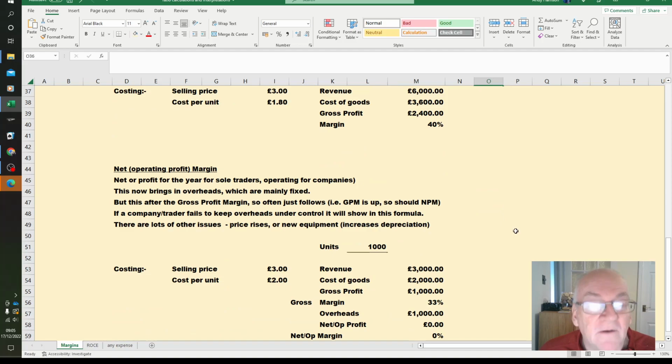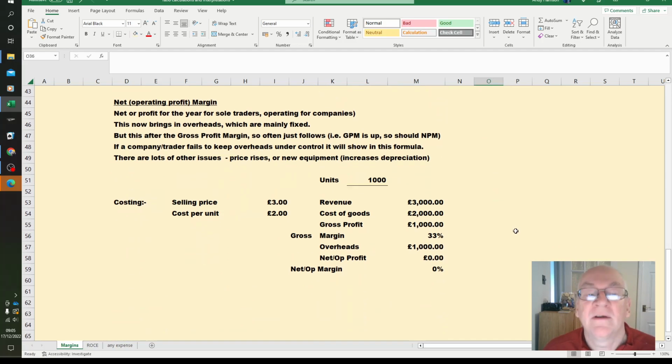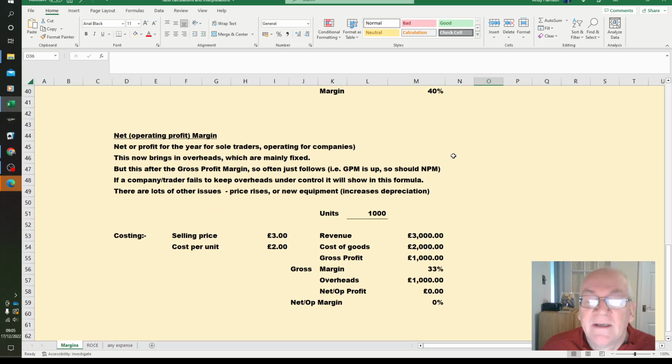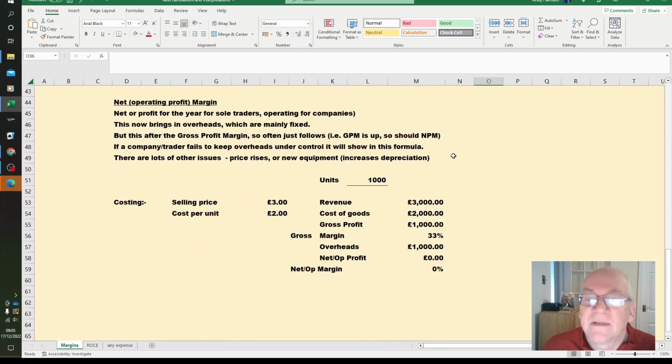So the volume itself will be reflected in the net operating profit margin. Net or profit for the year for sole traders operating for companies. And this is because we're now introducing the overheads, which are mainly fixed. So if we make more units, that overhead is spread over more units, level 2 costing. But we're calculating these figures on our income statement, profit or loss, after the gross profit. So if the gross profit margin goes up, so should our net profit margin. We'll show that, of course.